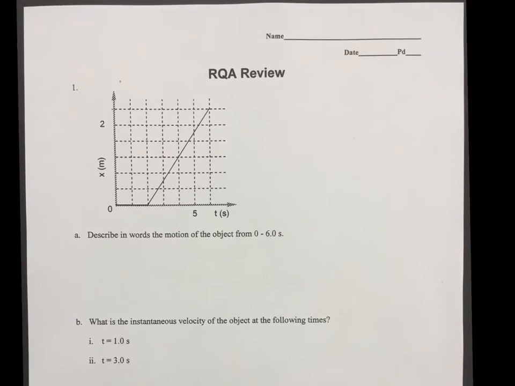The first one just gives us a position time graph. I can't stress enough that we need to really pay attention to what the axes are, okay? So this is X versus T, so it's a position versus time graph. Because of that, the slopes of each of these lines are going to tell us the velocity.